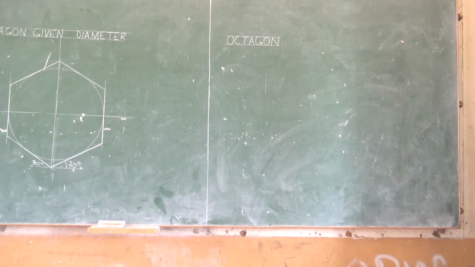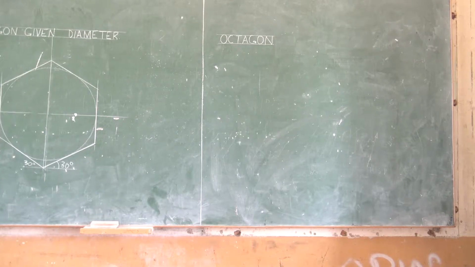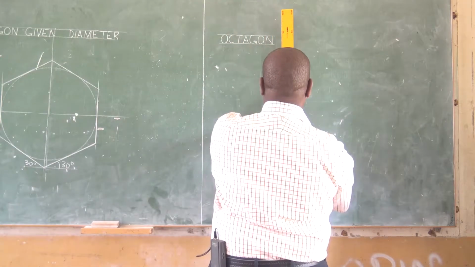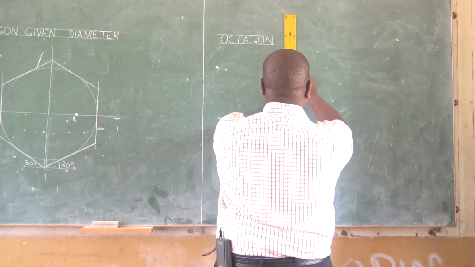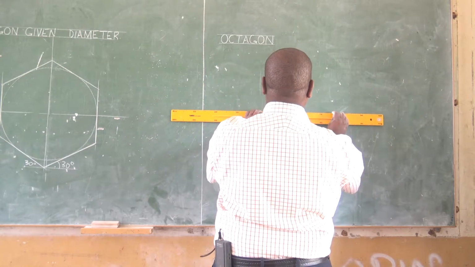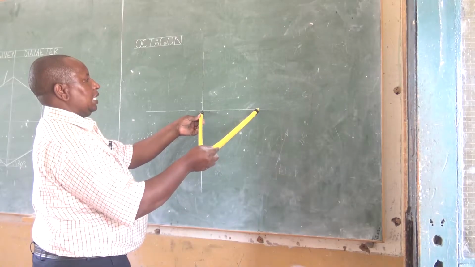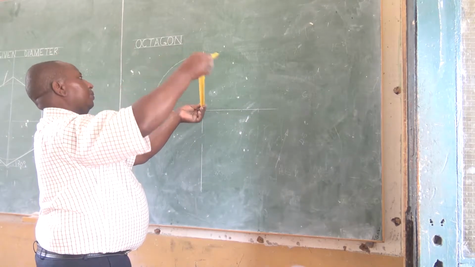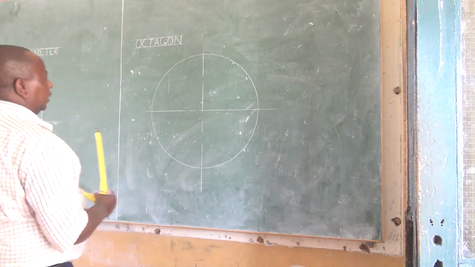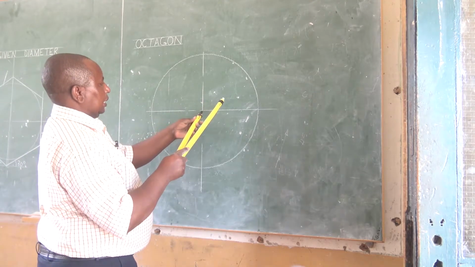Now, to construct a regular octagon given the diagonal, again we say it is within a circle. The diagonal here is given to us as 80 millimeters. We say the diagonal is merely the distance across corners for a polygon. So diagonal is 80, therefore our radius is 40 millimeters. So the usual way when we are drawing the octagon is to bisect the angle.